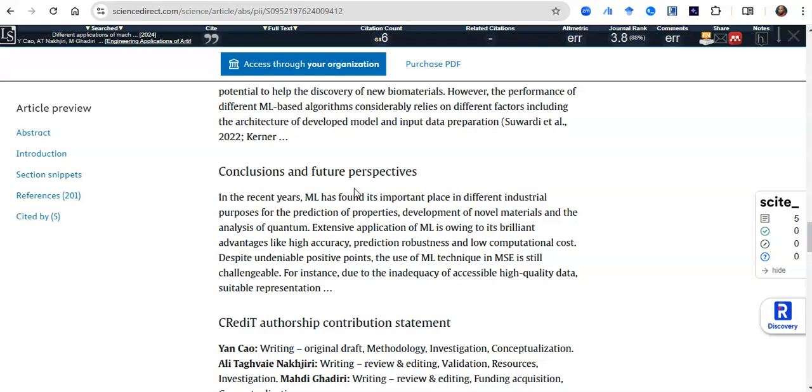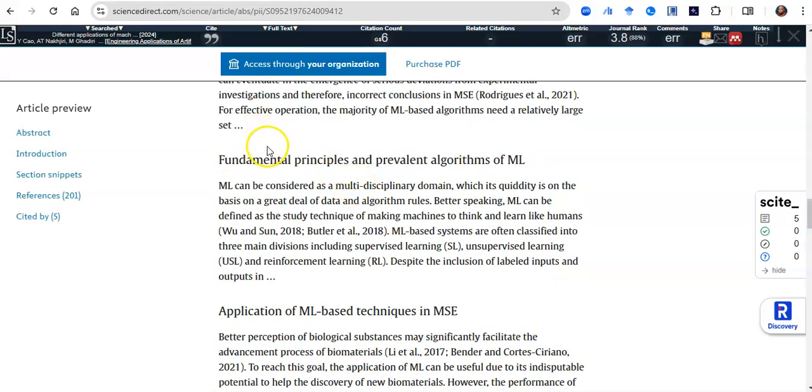And all of that. So I already have something in mind that, okay, at present, machine learning has been applied in the prediction of the properties of material. It has been applied in the development of novel materials. It has been applied in the development of the quantum energy, or maybe the quantum properties of different materials. This paper says that, and I have something in mind. I would quickly go back and look at another paper.